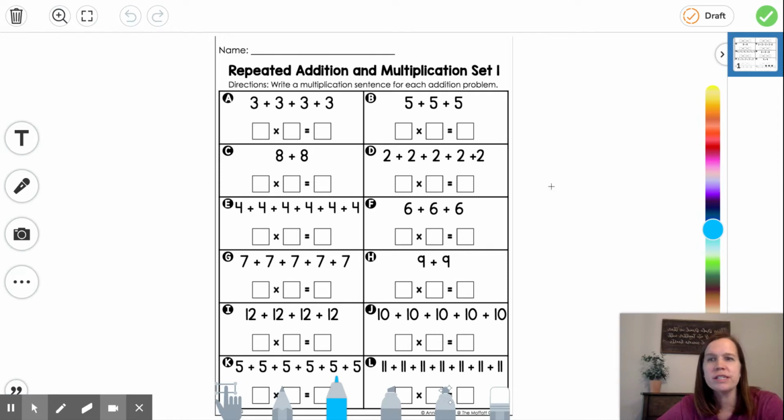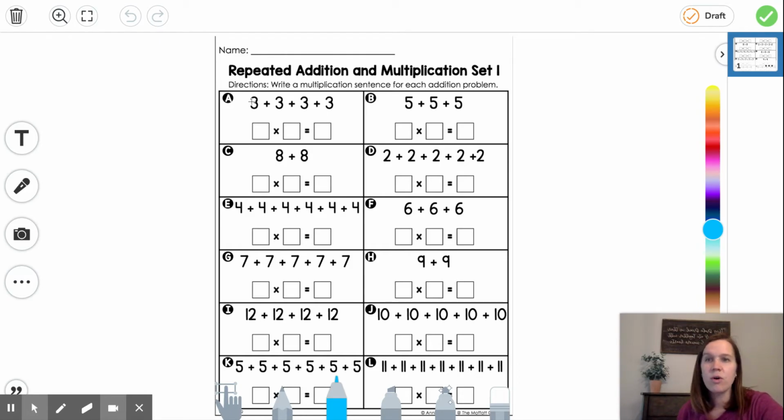So what they showed us here is that we have a repeated addition sentence, and it's our job as the mathematician to create the multiplication sentence that would match. The way that we would do that is I would look at my repeated addition sentence, and I know that it is 3. So a multiplication sentence is how many groups of, and then how many in each group, is how I like to think about it.